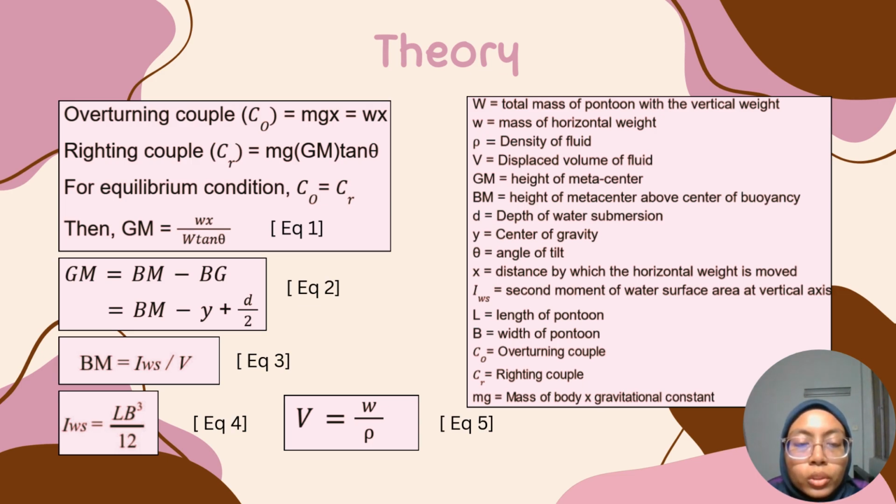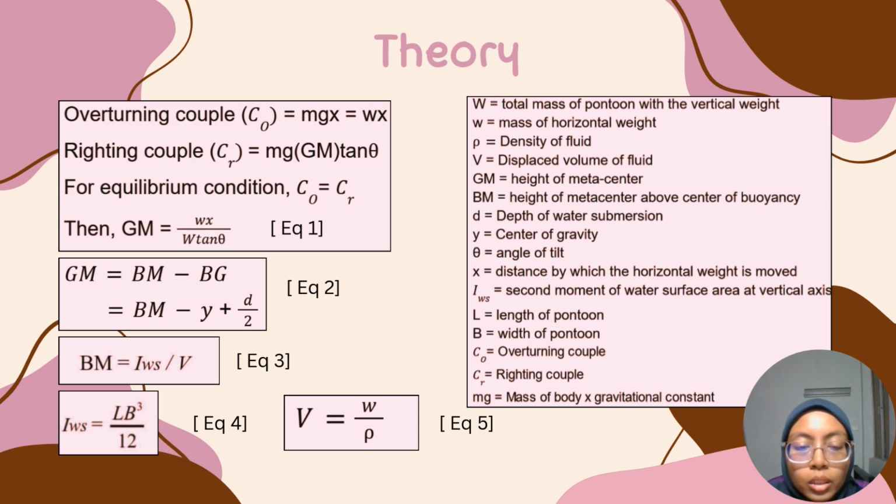These are all the equations that will be involved in this experiment. For the first equation, the overturning couple, C0, is equal to mgx, which we know that mg is equal to W, so it will form Wx. For the restoring couple, CR, it is equal to mg times GM, which is the metacentric height, times tan theta.